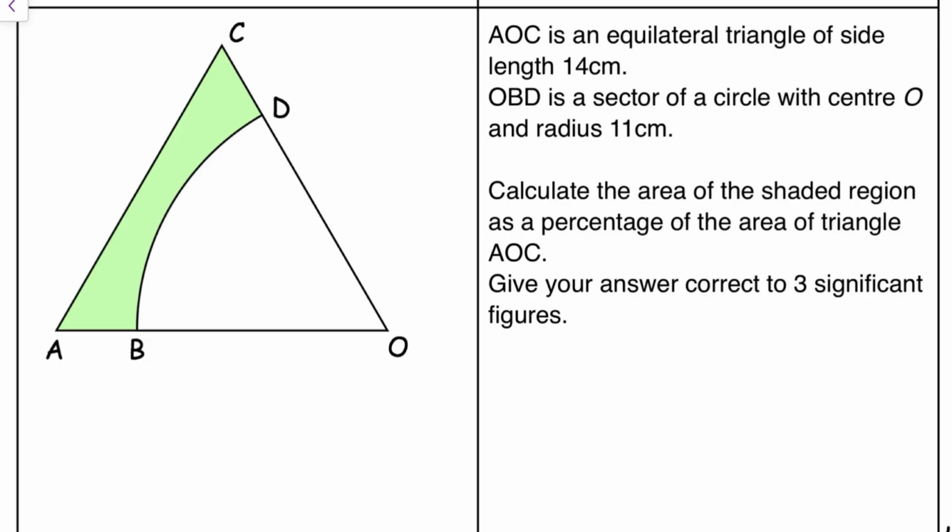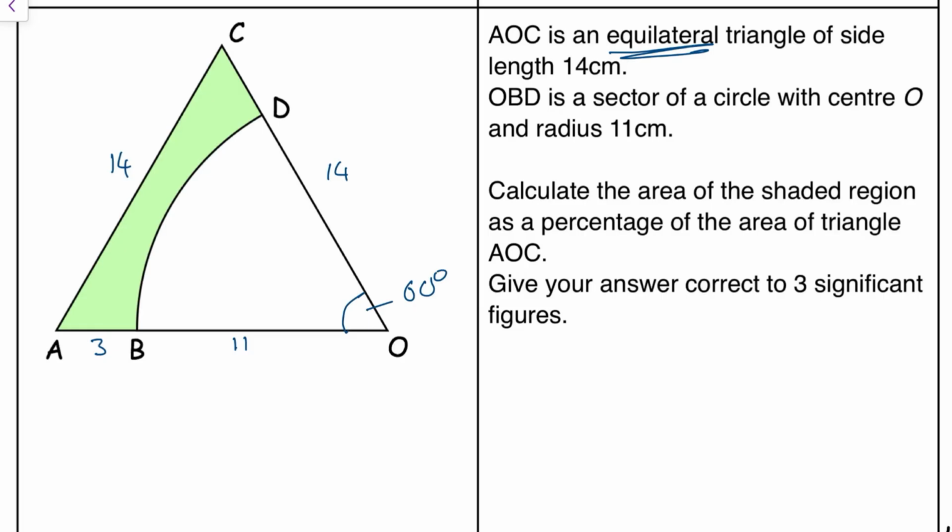Next one. AOC is an equilateral triangle. That seems very relevant, doesn't it? Because that means straight away that I know that angle there is 60. Of side length 14. So it also means I know that's 14, I know that's 14, and I know this, if I need it, is 14 as well. And then it says OBD is a sector of the circle, okay? And it has radius 11. Oh, actually, it's slightly different to how I've put it. So it's still 14, but notably that's 11 and that's 3. So I'm going to leave that one there and 14 on the other side. Calculate the area of the shaded region as a percentage of the area of the triangle AOC. Give your answer to 3 sig fig.